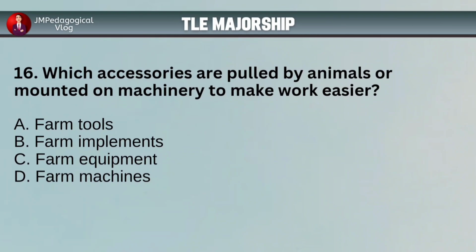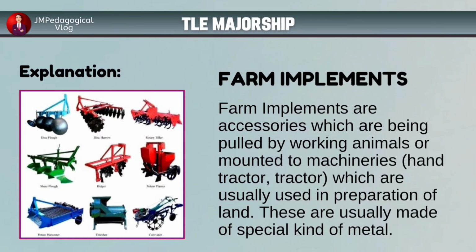16. Which accessories are pulled by animals or mounted on machinery to make work easier? A. Farm tools. B. Farm implements. C. Farm equipment. D. Farm machines. B. Farm implements. Explanation. Farm implements are accessories which are being pulled by working animals or mounted to machineries, hand tractor, which are usually used in preparation of land. These are usually made of a special kind of metal.